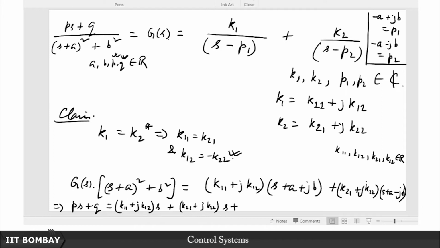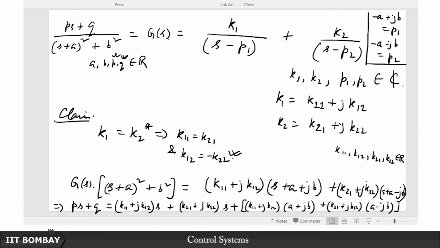What about the other part? Remember that Q is also real. Now if Q is also real, then the imaginary part of the constant term on the right hand side must also vanish. But what is the imaginary part of the constant term? That is slightly more involved, not very difficult, it is just a product of complex numbers. So we have here K11 plus JK12, times A plus JB, plus K21 plus JK22 times A minus JB. So this entire term must also be purely real.